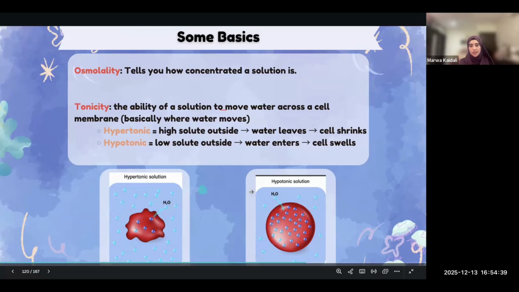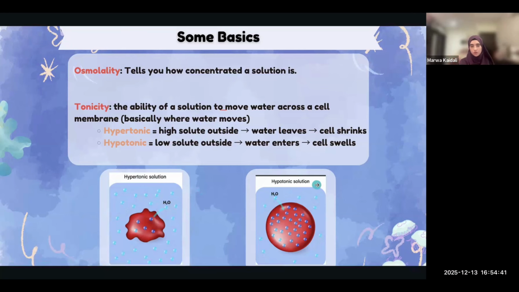Now the opposite happens when we have a hypotonic solution, which is when the cell has a lot of solutes and the outside of it does not have a lot of solutes. Again, those solutes act as magnets and pull the water inside. So the cell is going to swell. These are just some basics of the terminology because they're going to come up a bit later, so you're not confused. Is this fine? Is it good so far?